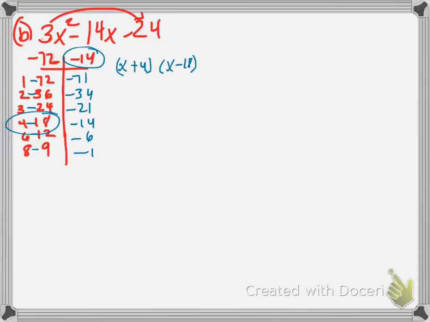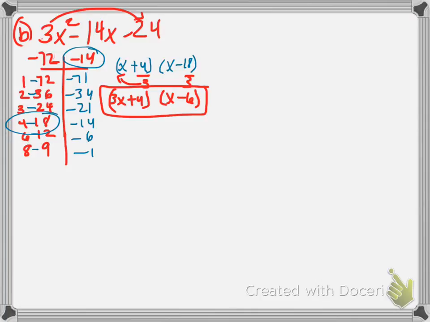But what do I have to do? Divide by 3. Can 4 be divided by 3? No. So then where does it go? To the front: 3x plus 4. Can 18 be divided by 3? Yes. What is it? 6. Very good. So x minus 6. These are your two factors, but I still need to go ahead and set them equal to 0. 3x plus 4 is equal to 0, and x minus 6 is equal to 0. And go ahead and start solving.